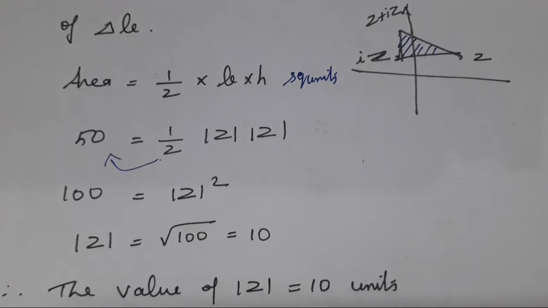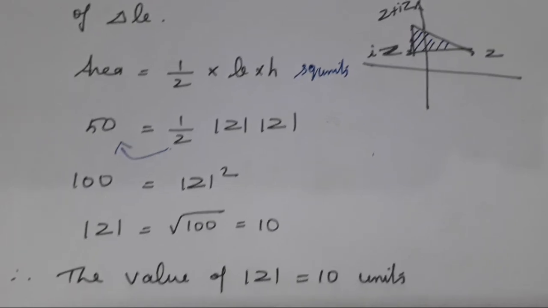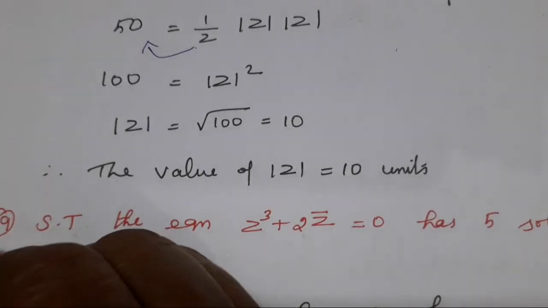If you remember what we studied in the lower class, the formula for the area of the triangle, you substitute the value and get the result. We are going to find the modulus of z. Next sum. This is a very, very important sum.